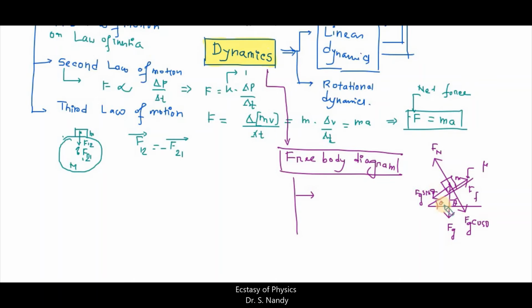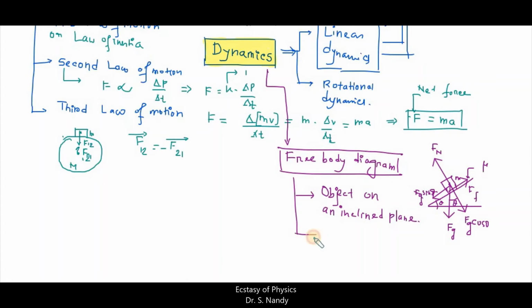This Fg sin theta component is a component of the gravitational force which is exerted along the downward direction of the inclined plane, which is trying to move the object along the downward direction, but the frictional force is exerted in the upward direction. If the frictional force is sufficient, that means the gravitational force component Fg sin theta is not exceeding the frictional force, then the object will be at rest. If it is exceeded, then it will be moving with a certain acceleration along the downward direction.